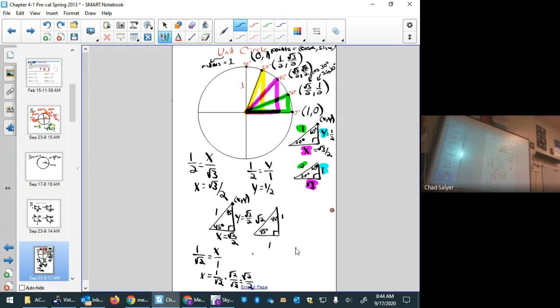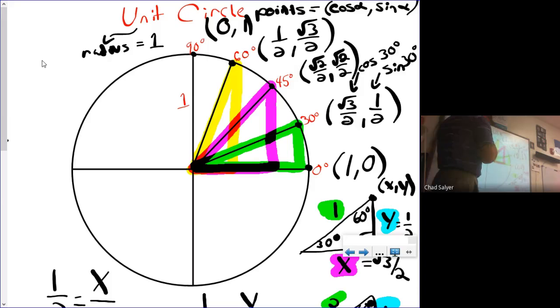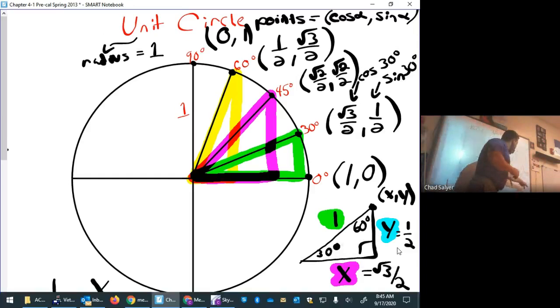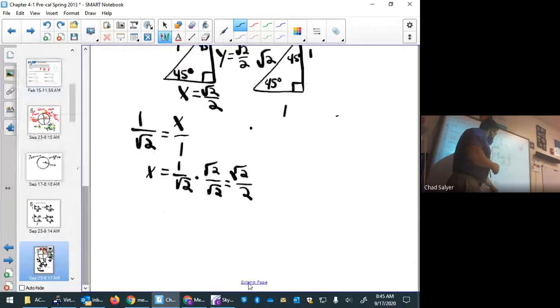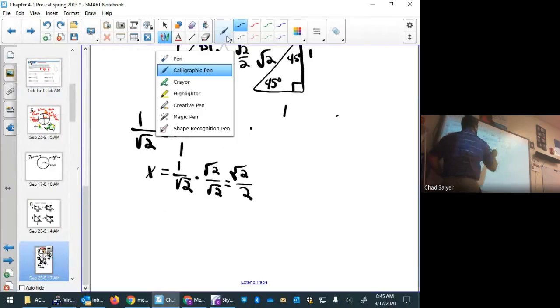Sir? I'm still kind of confused on how on the 45, you got the 2 on the bottom over the square root of 2 over 2. So we rationalize the denominator. So the question was, where the heck did the 2 come from? So this is the original formulation.